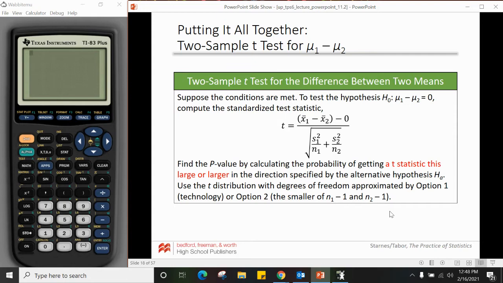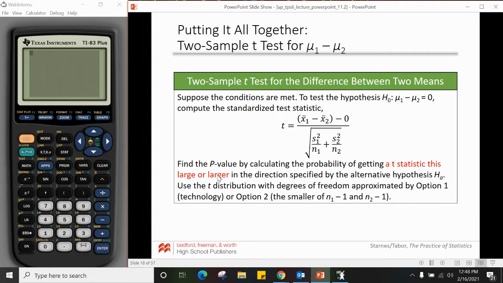So we kind of did a test all in separate parts. This section is just putting it all together. As long as your conditions are met, to test the hypothesis of mu1 minus mu2 equal to 0, we're going to use this formula for our t score, not our t star. Sorry, t star is for a confidence interval. This is our t score. And we want to find the probability by calculating the probability of getting a t statistic this large or larger. I remember grading the chapter 9 tests, and we struggled with interpreting a p-value.